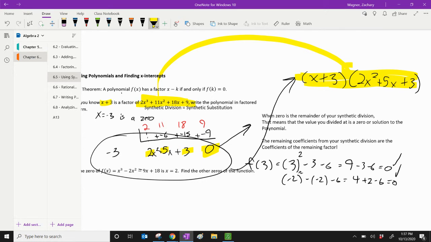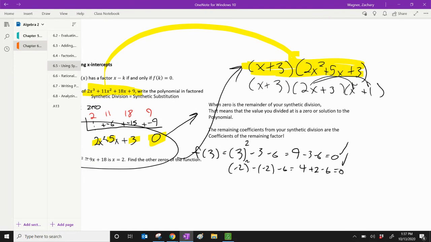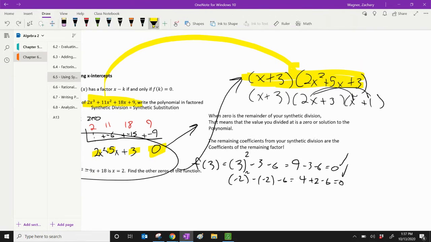Very cool. And you can continue to factor that by asking what two numbers multiplied to 2: 2x and positive x. What two numbers multiplied to 3: plus 3 and plus 1. All right, you could double check that. 2x squared plus 2x plus 3x equals 5x. That is my factored form of this polynomial. Boom. How cool is that?